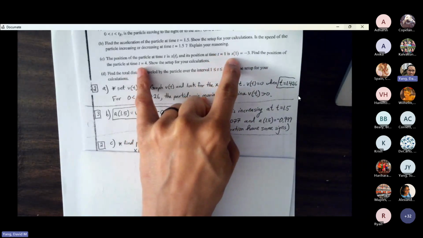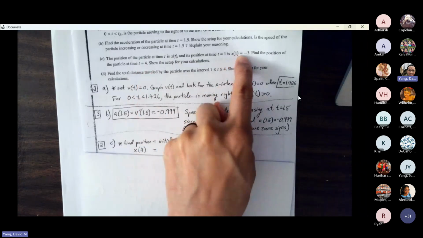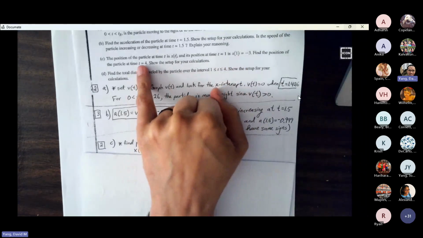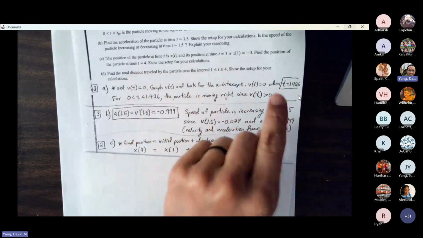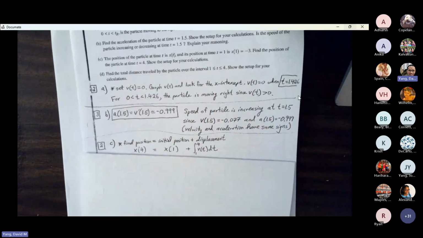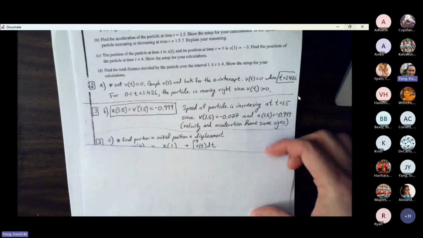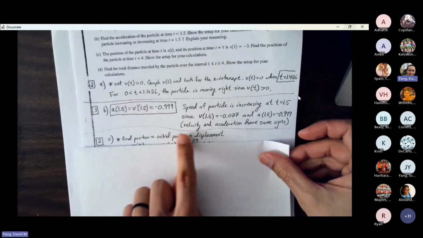So this is a good setup for that particle motion that we've been seeing a lot of, where final equals initial plus displacement. We have our anchor point, we have our target destination point, and then we also have displacement, which is just the integral of velocity. So we can set up final position equals initial plus displacement.